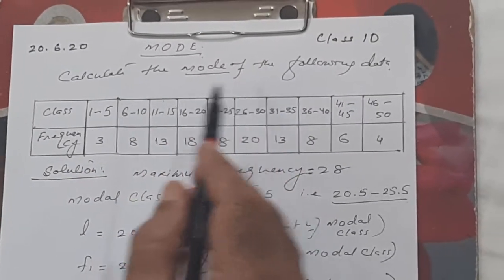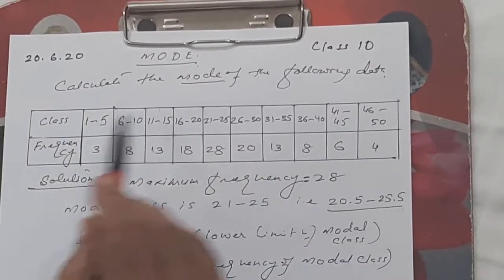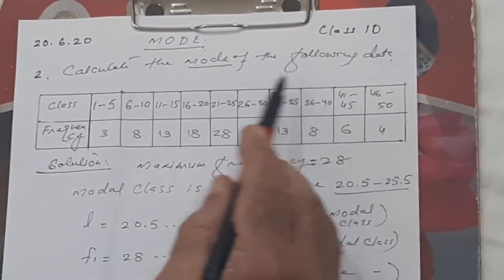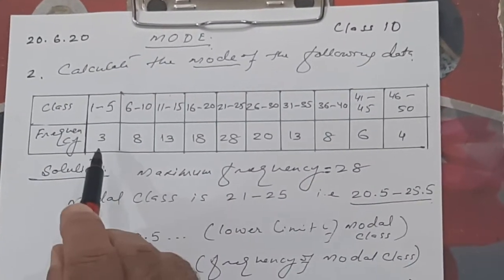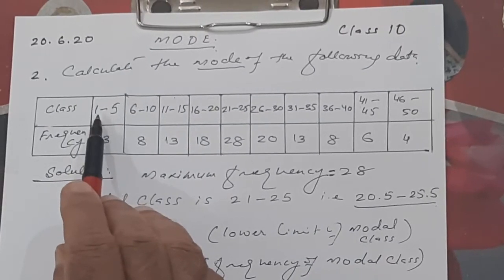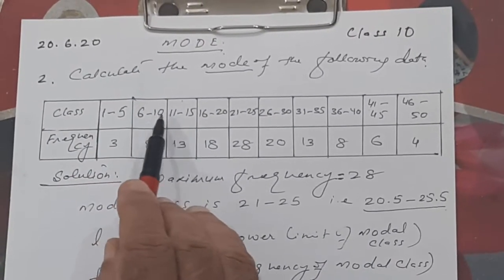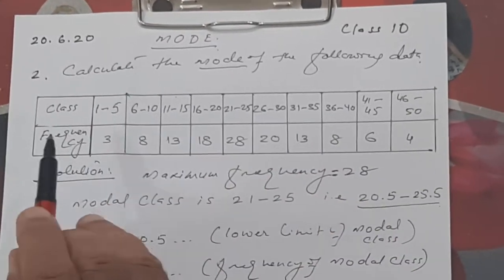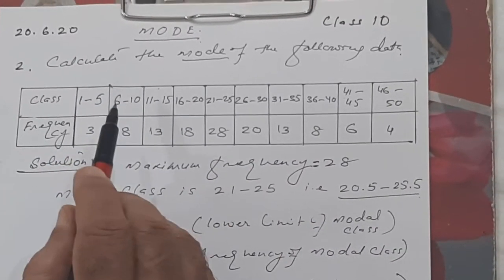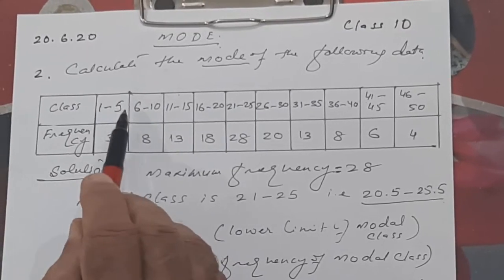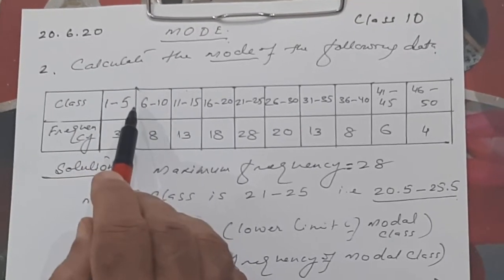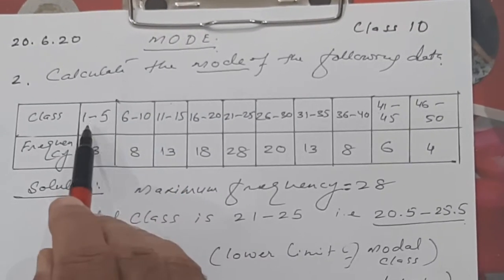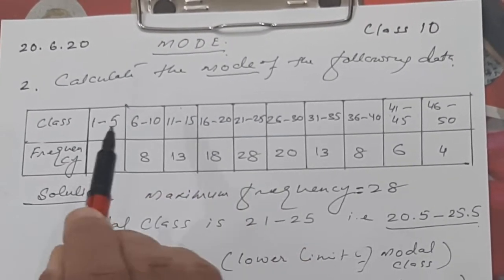Let us continue mode. This is the second example. Calculate the mode of the following data: class 1 to 5, 6 to 10, 11 to 15, and so on. This is the frequency. So now here there is some difference between the earlier example and this one. Here the classes are not continuous. That means lower limits and upper limits are not same.